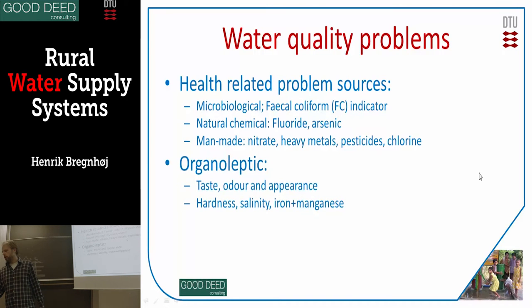But we also have some water quality problems that are not directly disease-forming, which we call organoleptic. That means the taste, the odor, the appearance: it looks bad, it tastes bad. There may be some taste from the hardness, from the salinity, if there's too much salt in it. Iron and manganese can give a bad taste. So it means that you won't drink this water. You don't like it because it looks bad, it tastes bad. Iron-containing water is very ugly also.